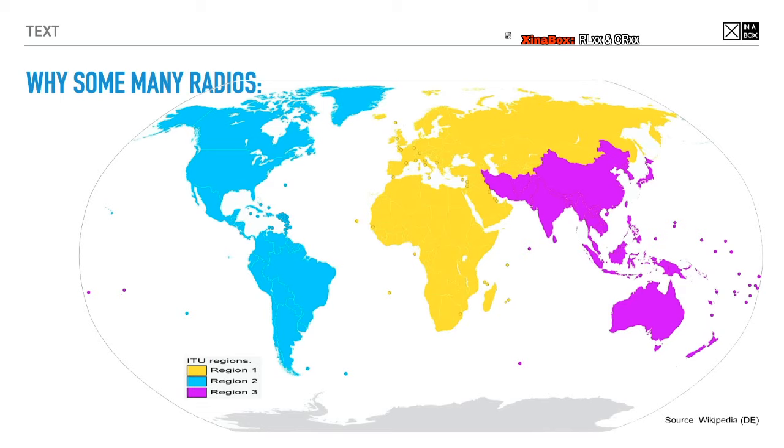That region is Europe, Africa, and Russia, plus the countries that were part of Russia back when Russia was the USSR. So a lot of those countries, you can see Mongolia is also a part of that. And then we have Region 2.